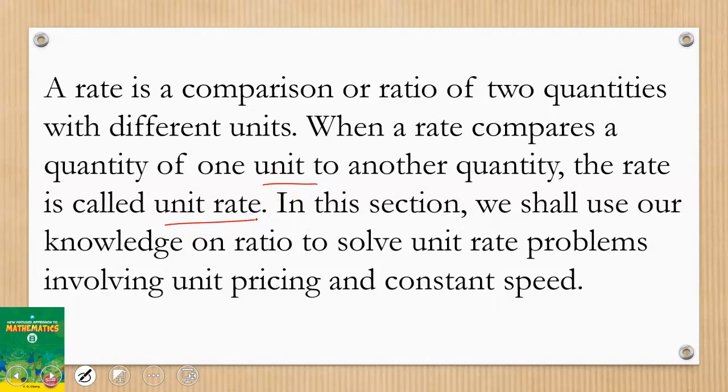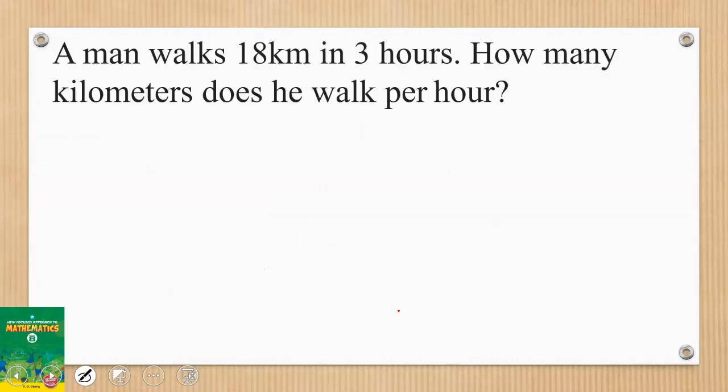So something per something. Maybe 10 kilometers per hour or 20 meters per second. We compare different units. In this section, we are going to use the knowledge on ratio that we've learned already to solve problems involving unit pricing and constant speed. Let's take an example and see.